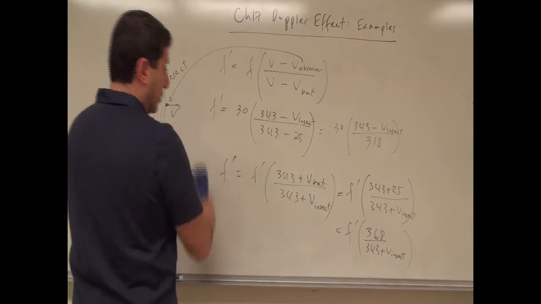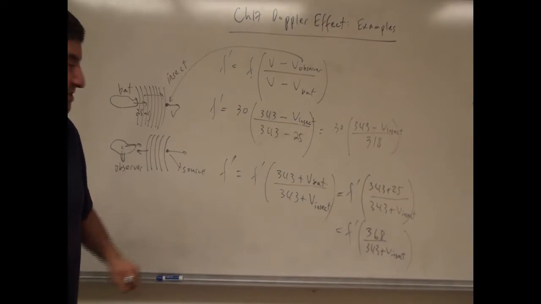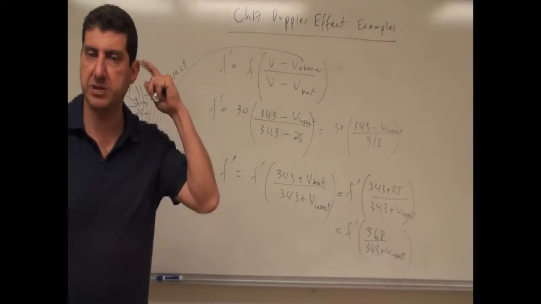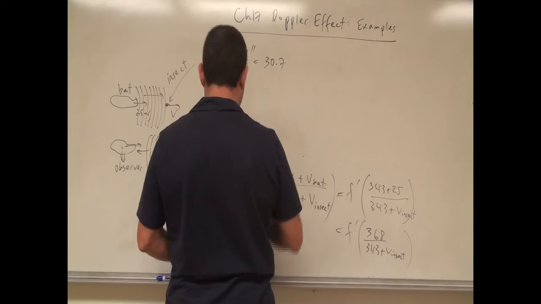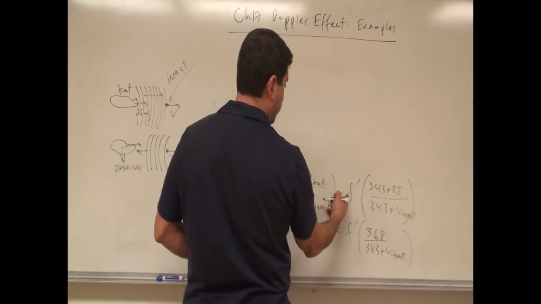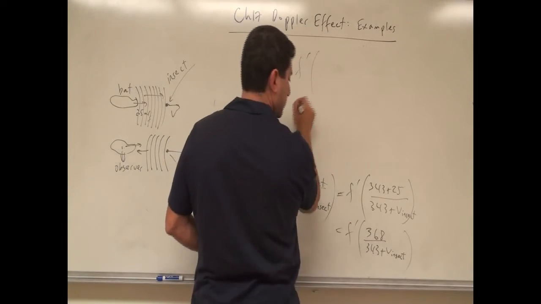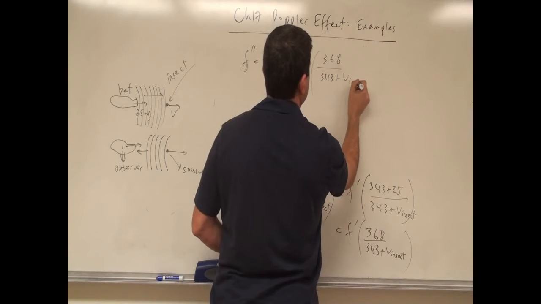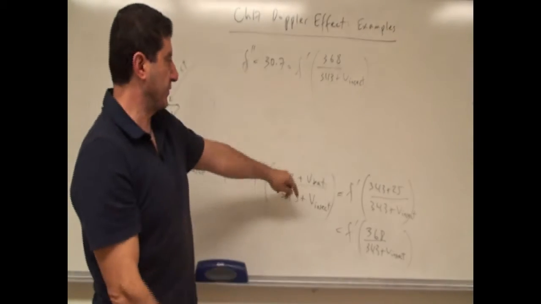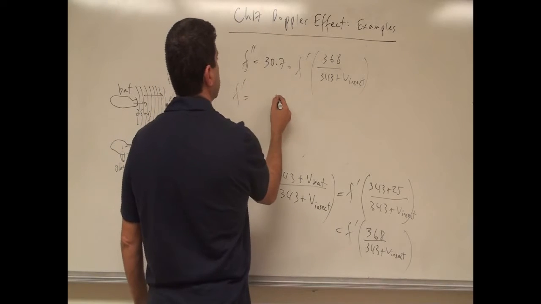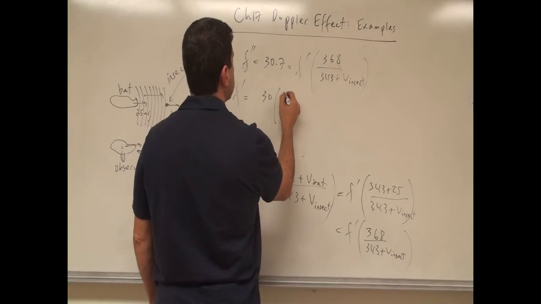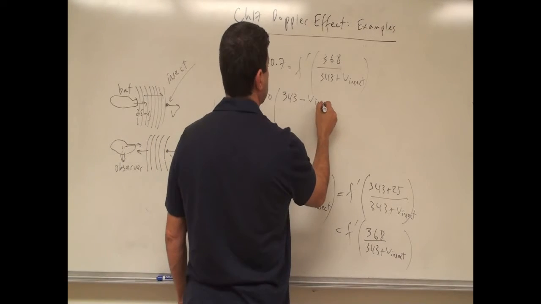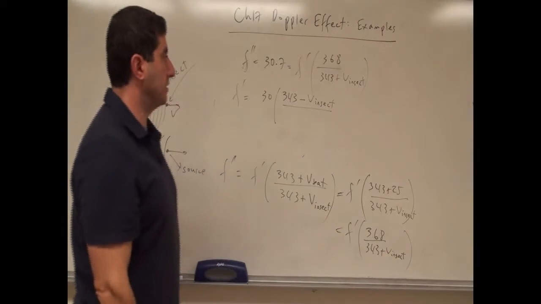Right? So then what we're going to do, the F double prime, the problem already told us, because the F double prime is the perceived frequency of the sound waves when they came back to the bat, and the bat heard 30.7 kilohertz, right? And that's equal to F prime. Now what was F prime? So let me just write it here, 368 over 343 plus V insect. Right, but the F prime, we had an expression for it here that I erased, right? The F prime was equal to 30 times 343 minus V insect over 318.